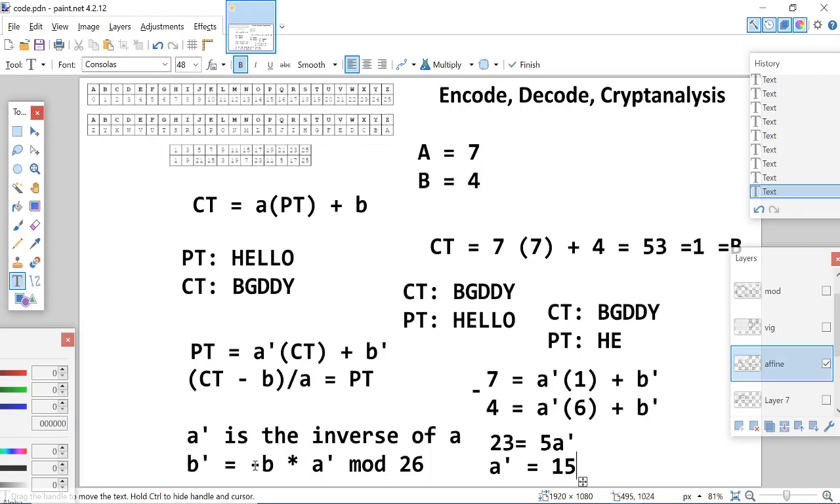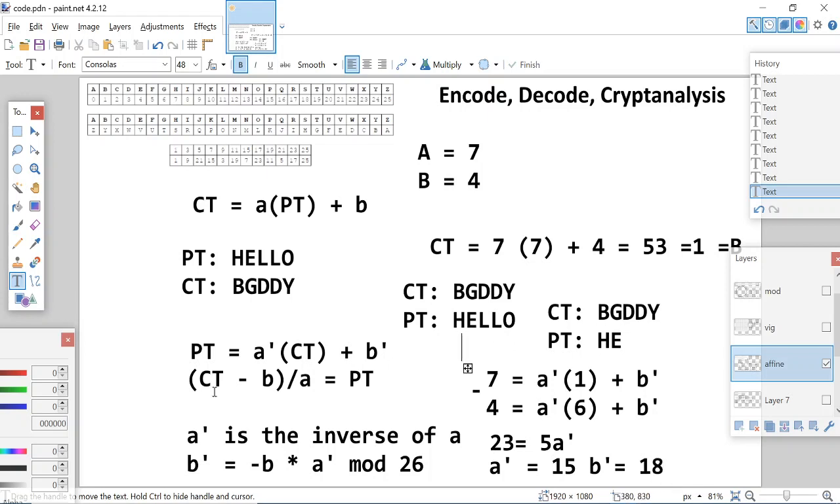If we do this here, B prime times A prime, mod 26 is B prime, so negative B is negative 4, times A prime, which is 15. Take the mod of that, you get 18. So yeah, it works out. Wait, did it work out? 15, negative 8. Yeah, 18 and 18, because negative 8 is equal to 18. So yes, B prime equals 18.